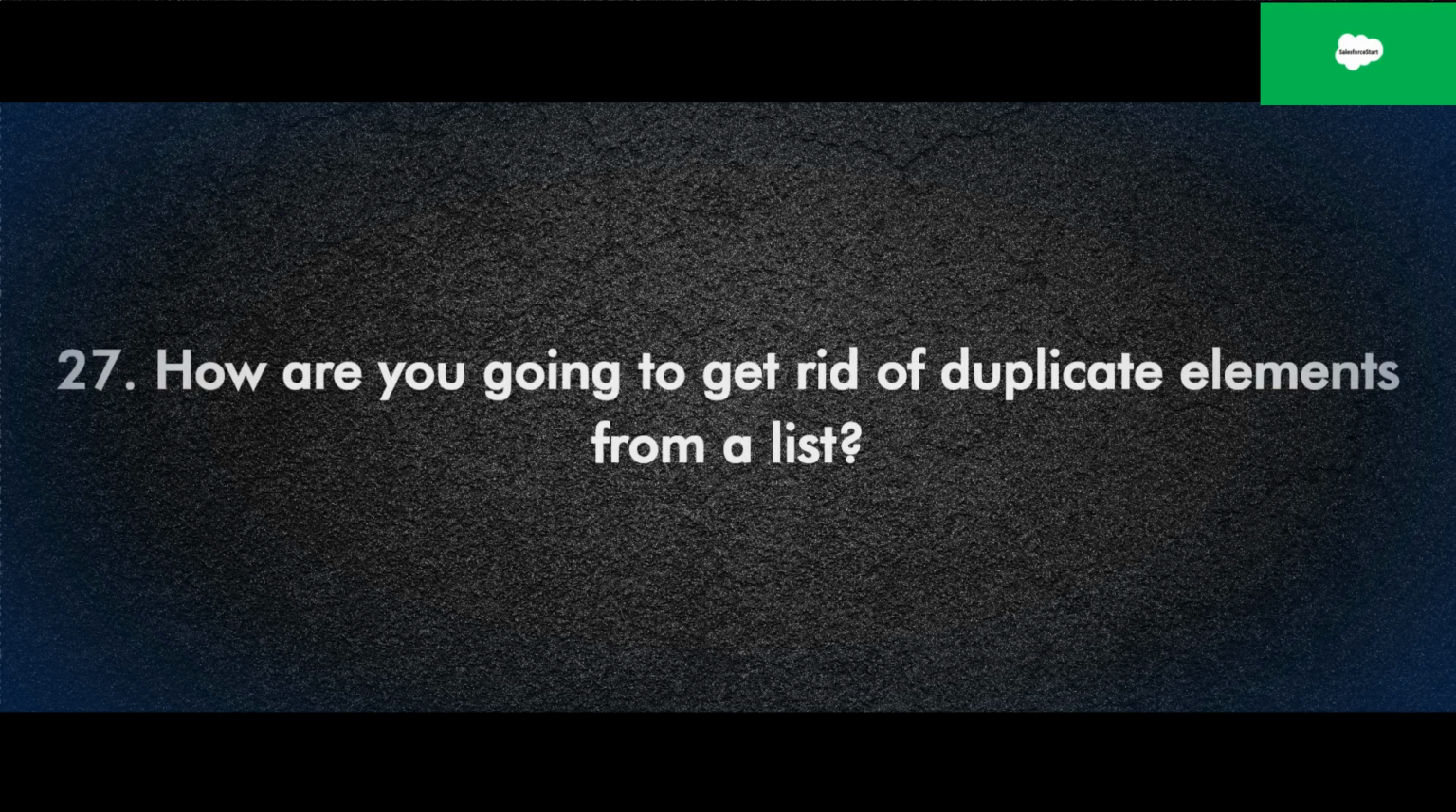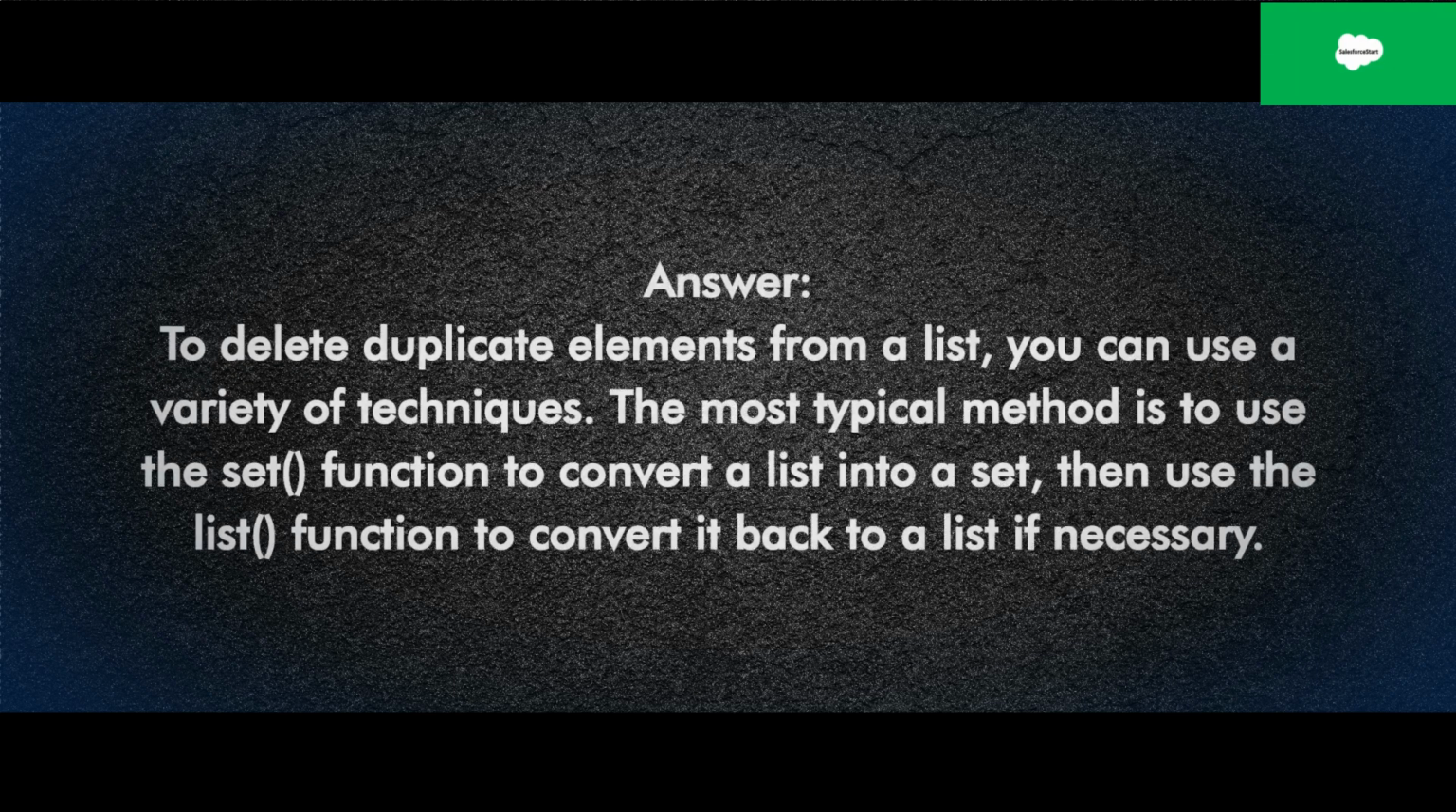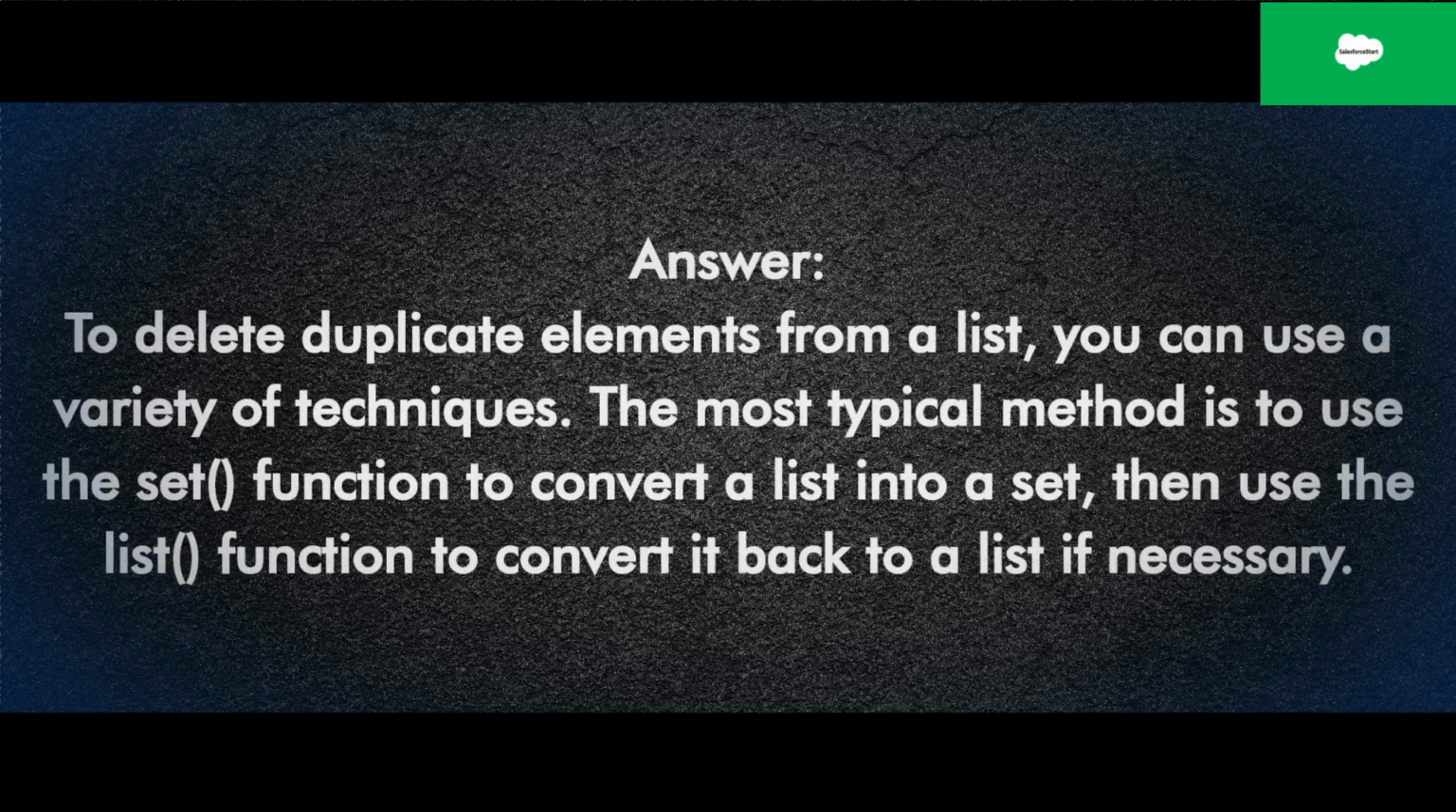27. How are you going to get rid of duplicate elements from a list? Answer. To delete duplicate elements from a list, you can use a variety of techniques. The most typical method is to use the set function to convert a list into a set, then use the list function to convert it back to a list if necessary.